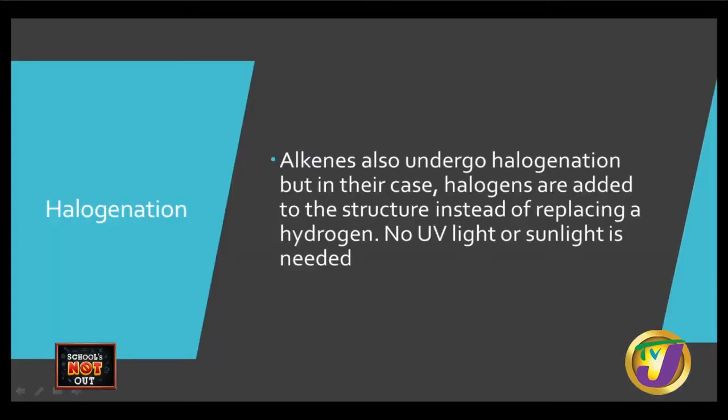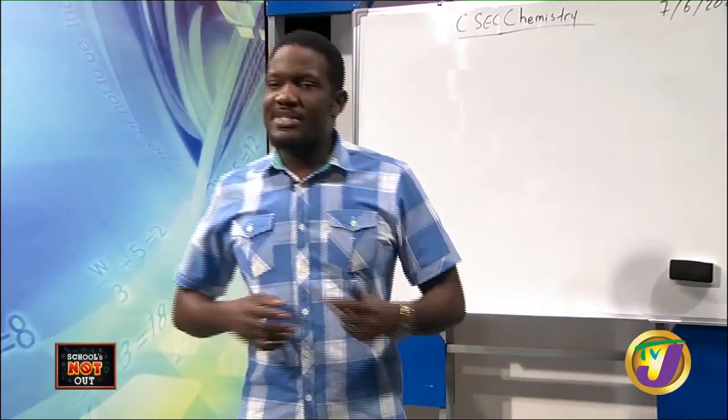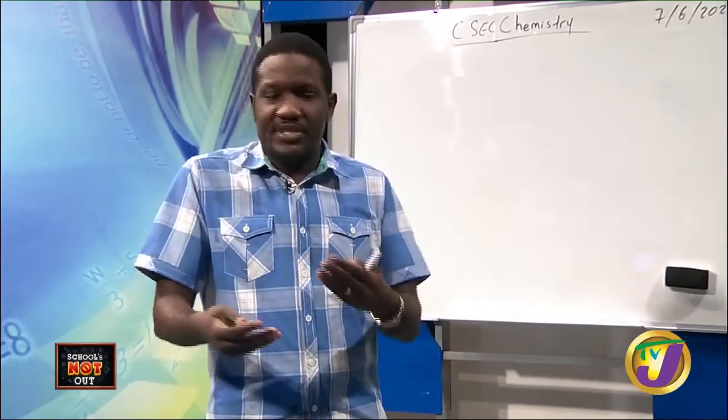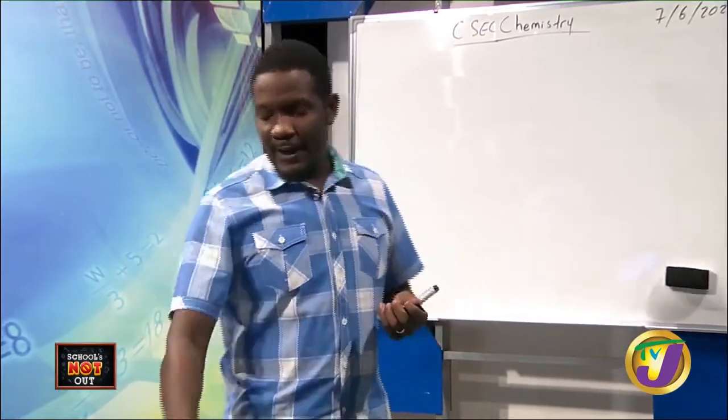Now, alkenes also undergo halogenation, but in their case, halogens are added to the structure instead of replacing a hydrogen. And in this case, no UV or sunlight is necessary. It can take place in the dark. Again, alkanes don't tend to be reactive, so they need a push. Alkenes want to prove themselves: I'm a big man, I'm 18 now, I can do my thing, right? So they have a lot to prove, they don't need any boost. They can just react with halogens.